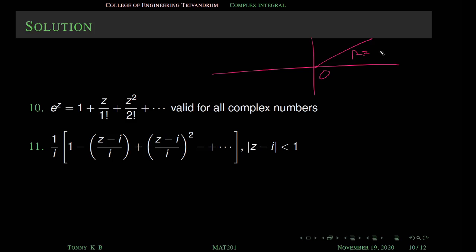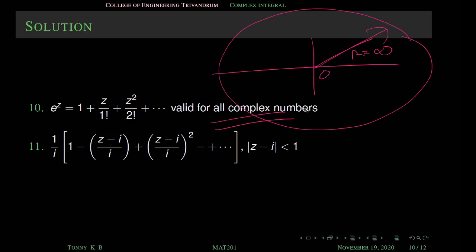What will the radius be? Entire complex plane, infinite. Yeah, radius is infinite, right? Entire complex plane. So radius is infinite. Actually, the radius of convergence of e raised to z is infinity. That's why this is valid in all complex numbers.